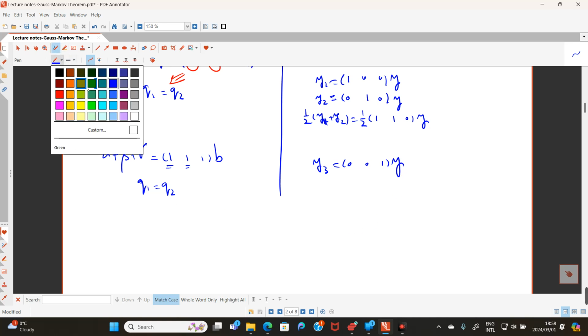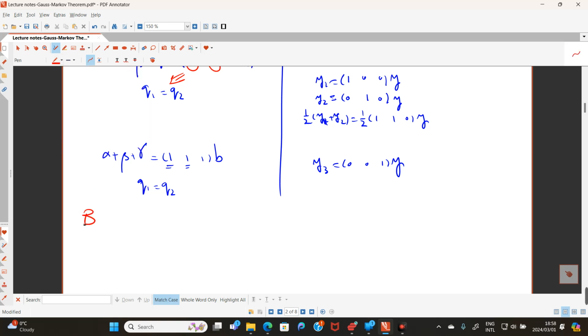But if you remember, we didn't have linear functions of observations in order to estimate alpha or beta. Now let's look at alpha. How can you get alpha? You can get alpha if you put the first element equal to 1, second element 0, third element 0. And you see, in this case, we conclude that q1 is not equal to q2, so we conclude that it's not estimable.